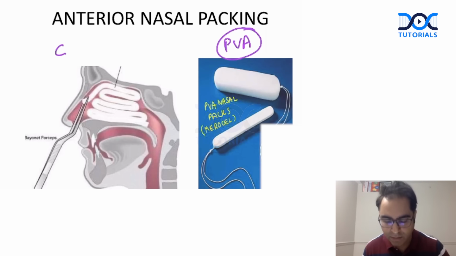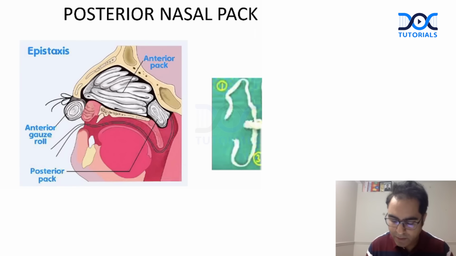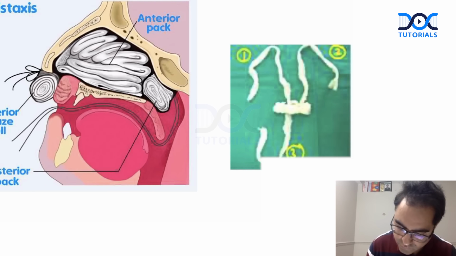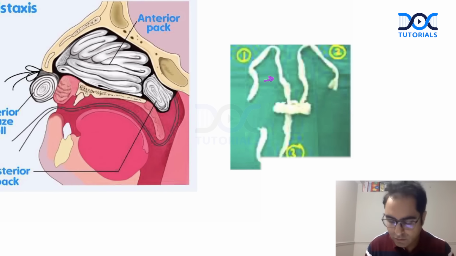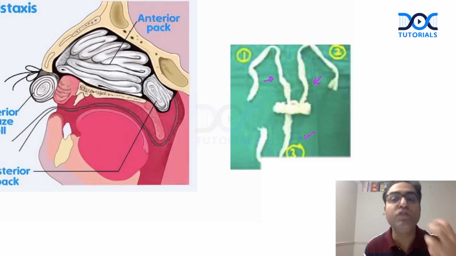This is the posterior nasal pack. When you put the pack right behind the nose, how would you see the posterior pack? Please see the posterior pack over there. That's the posterior pack. Please see, it has got three threads. One thread, second thread, and third thread. So any pack with three threads is a posterior nasal pack.